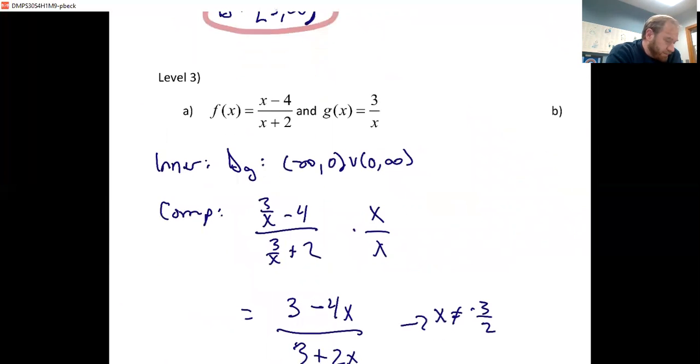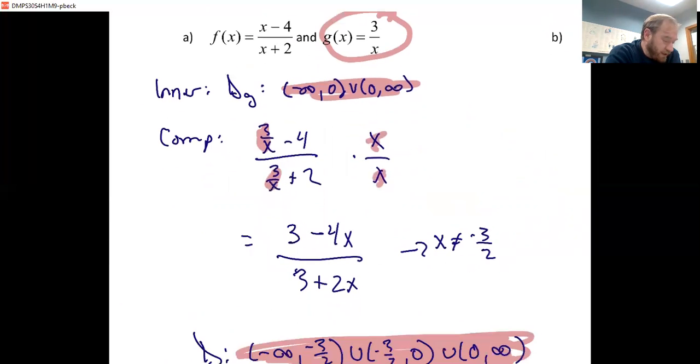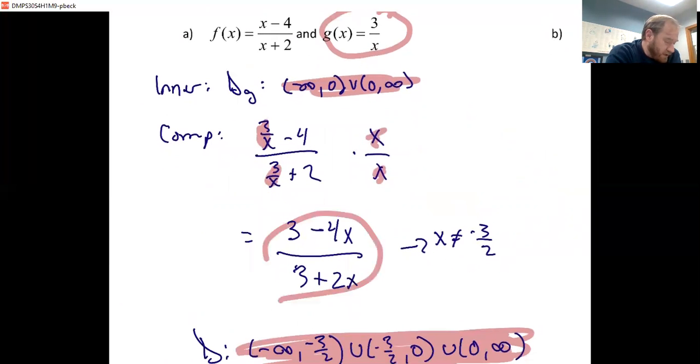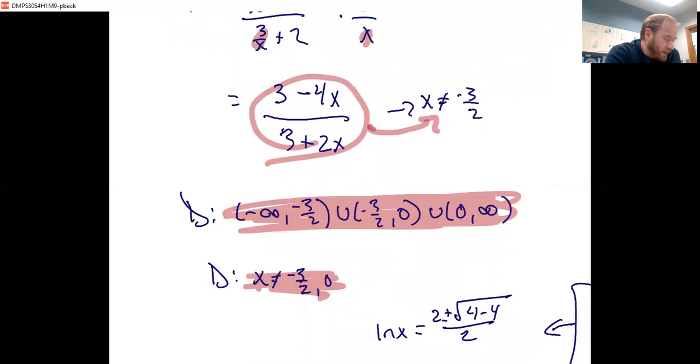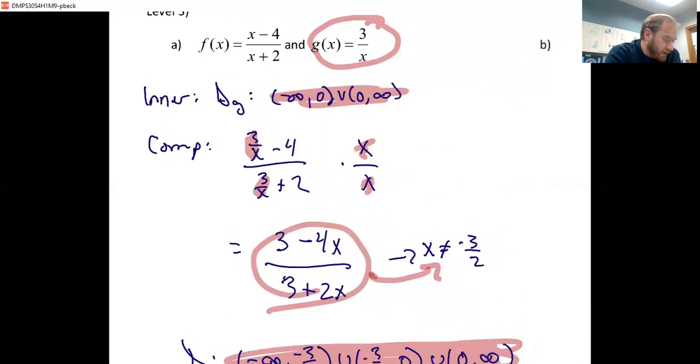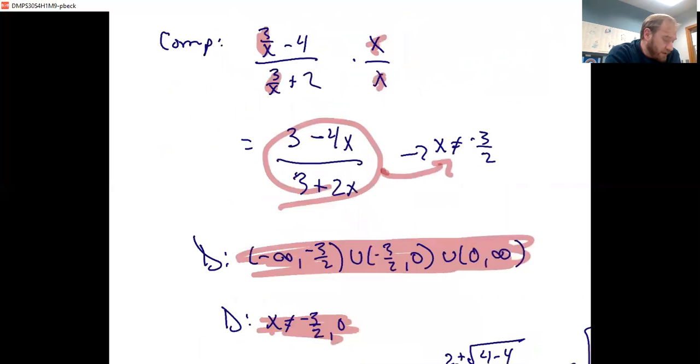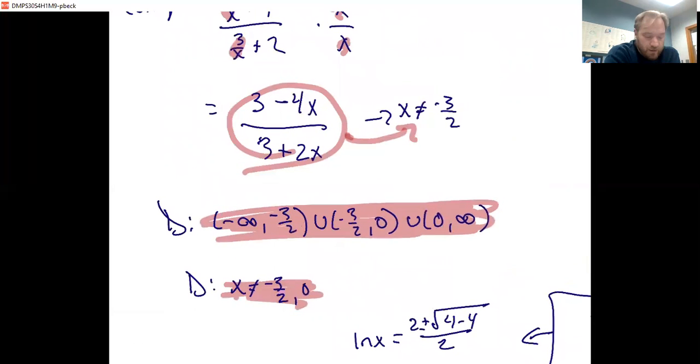For our level 3 problem, the domain of my inner function, x is not allowed to be 0, which is what I have here. Then if I do my composition, plug in g of x in here, once again multiply by the LCD over the LCD, and I end up with this expression, where my denominator is not allowed to equal 0, which is why x cannot equal -3/2. So the intersection of x cannot equal -3/2 and x cannot equal 0 gives the expressions that I have.